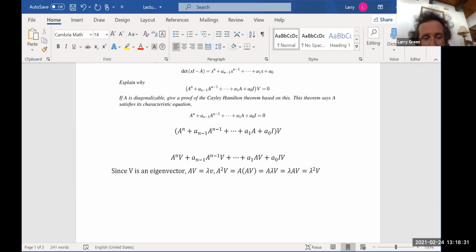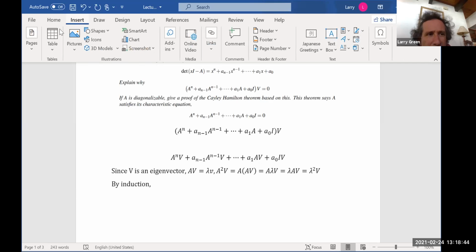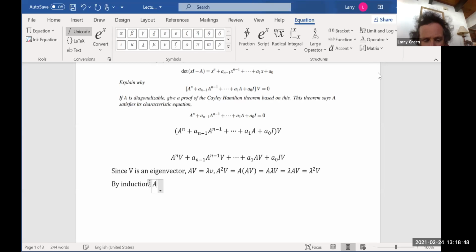And I'm just going to write by induction. In other words, I could do this again and again and again. That's what induction basically is. I'm not going to give all the details, but hopefully you can see. So by induction, A to the K V equals lambda to the K V. Any questions on that?